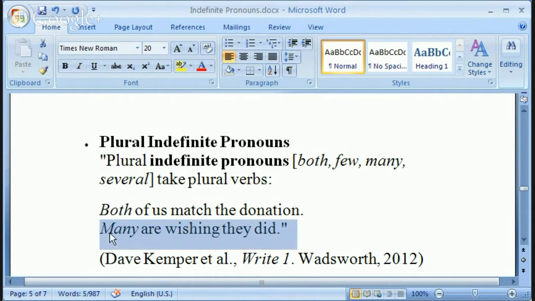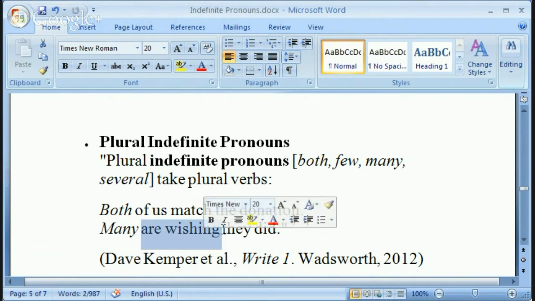Many are wishing they did. Okay. Here's another example where we have a regular pronoun as an object. Many, again an indefinite pronoun, are wishing, a present continuous tense verb. They did.